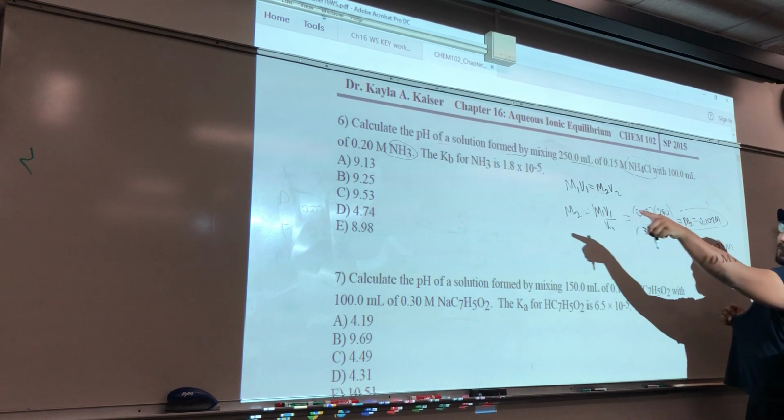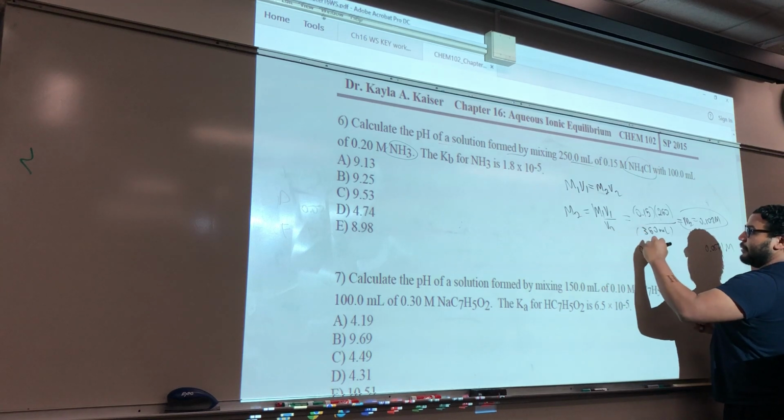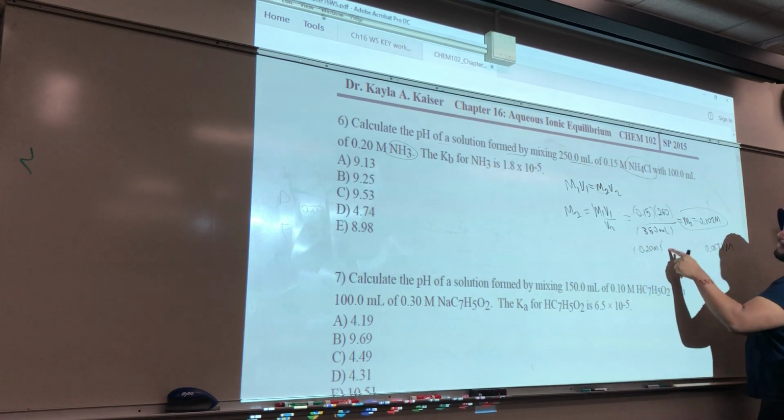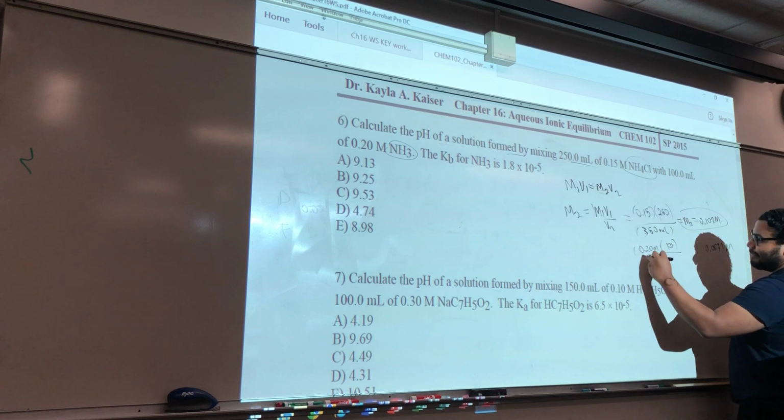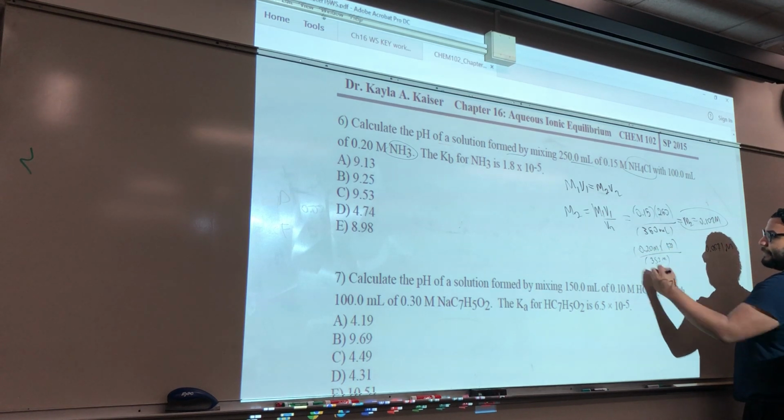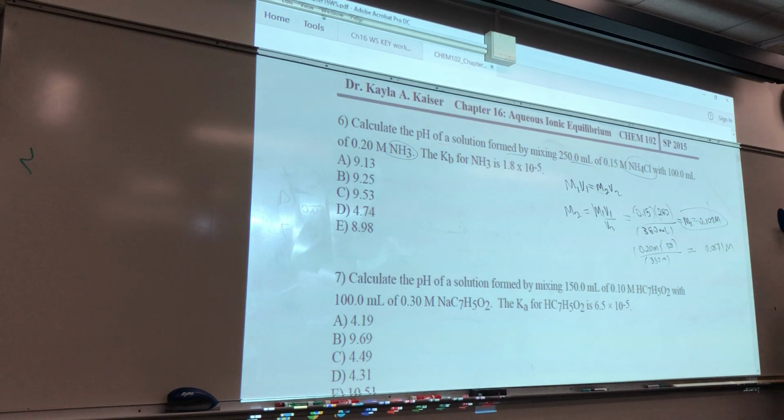The next one we would do the 0.20 molar times 100 over 350. And you would get that as your molarity. Notice that was an important step, right? Because this one got diluted more than the other one did. So yeah, we needed to really do that.